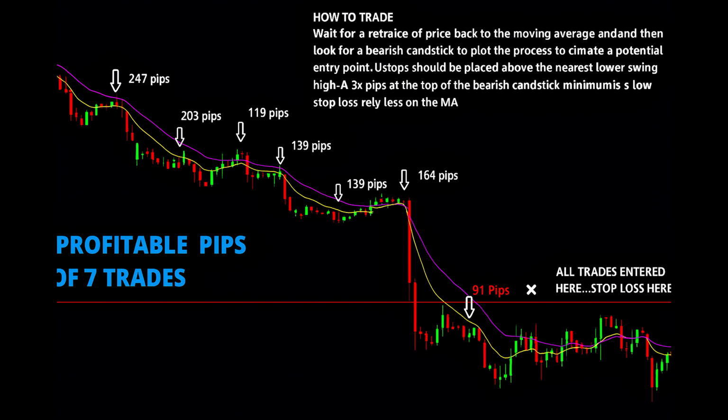So, the big lesson here is that by following a simple moving average crossover system, waiting for pullbacks and using proper stop-loss management, you can capture strong trends and grow your account step by step.